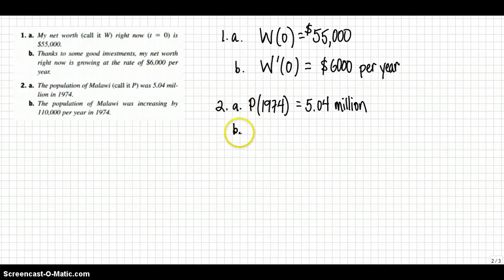Let's see if 2b tells me anything about the derivative. Here it says the population of Malawi was increasing. So there's my tip that I'm talking about P prime by 110,000 per year in 1974. So now what's the time that I put in here? It's still 1974. And it tells me my P prime of 1974, my derivative or my rate of change in 1974, was 110,000 per year. So that would be 2b.